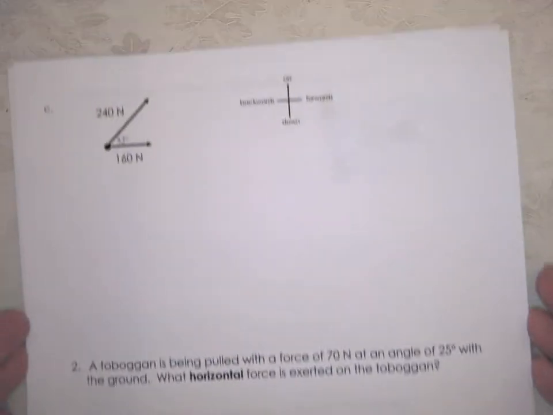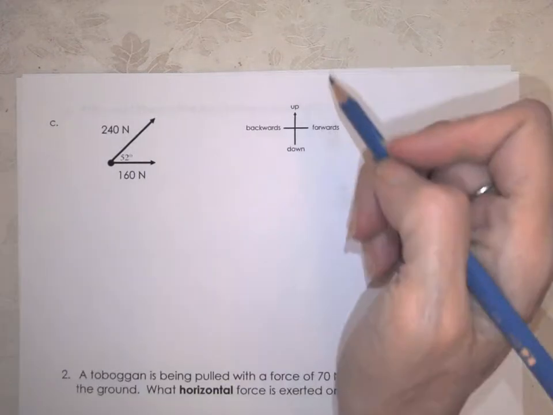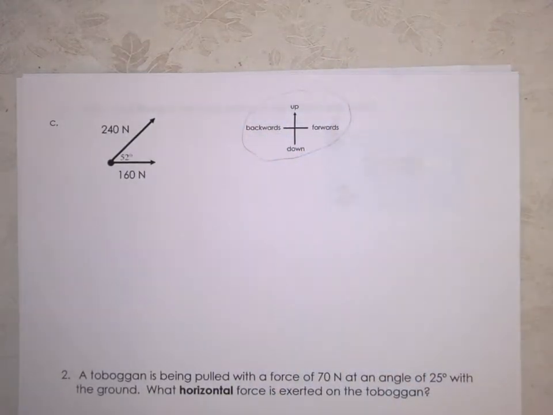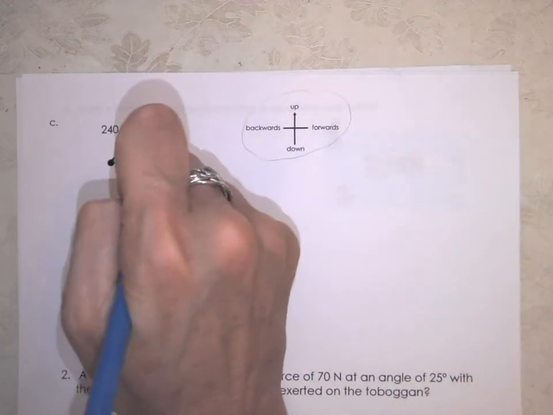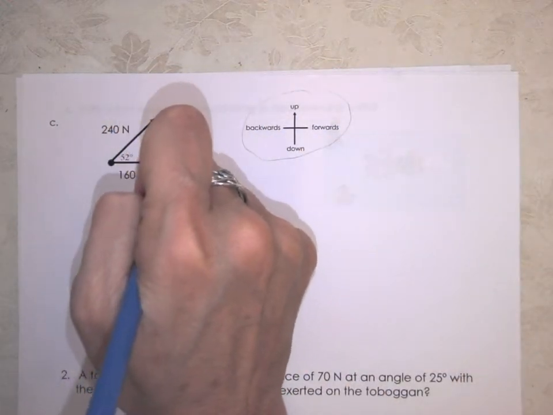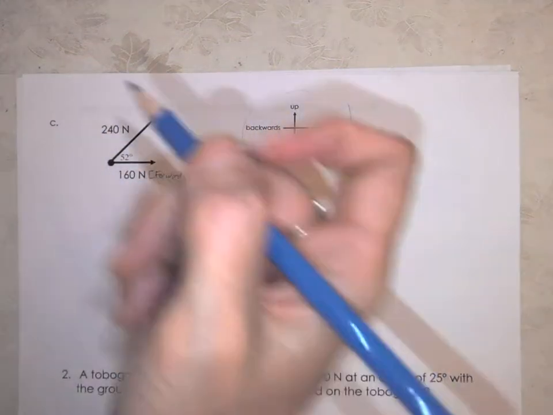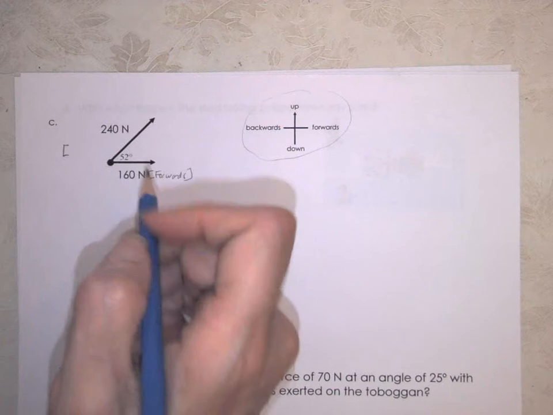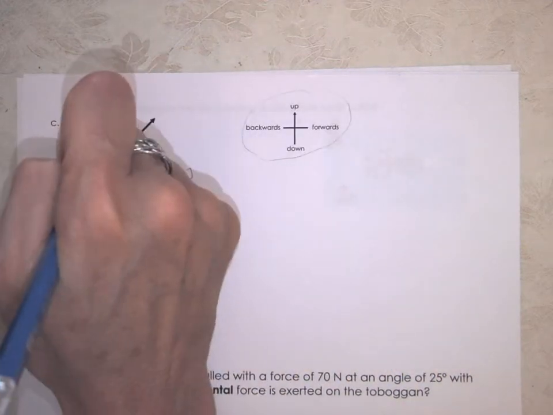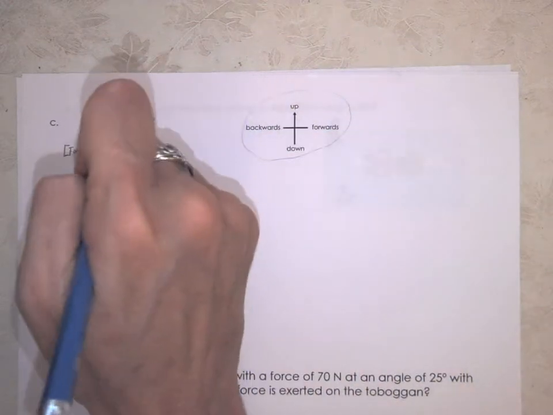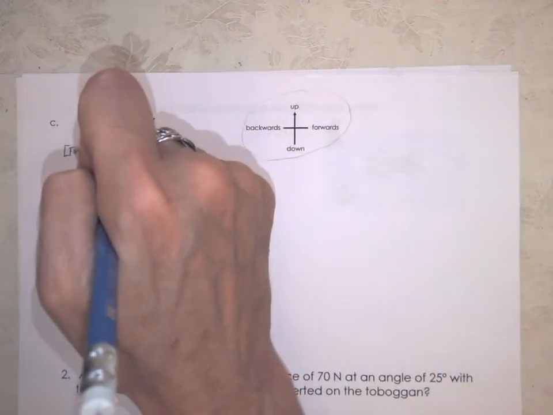And for C, we've got, this is our compass, so we're doing up, down, forwards, backwards. This 160 newtons is forwards. And you can see this 240 Newton force would be in a direction of forwards, 52 degrees up. And we want to find the net force acting on this object.